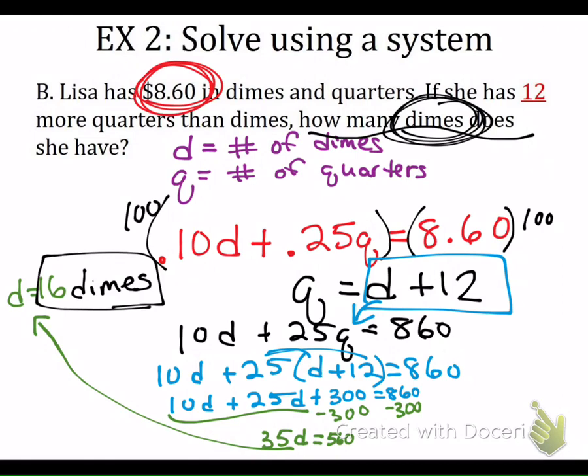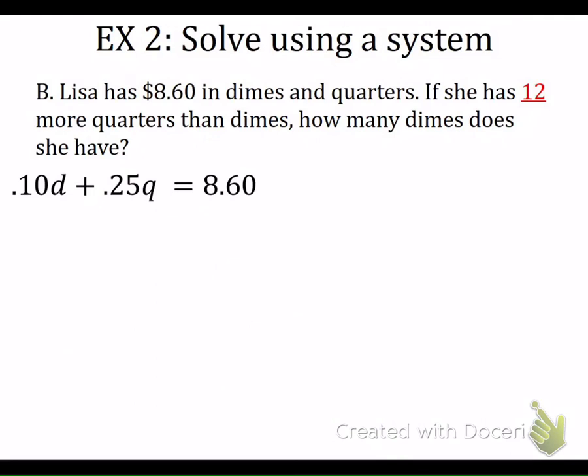16 is correct. Now, if this was a problem on my SAT, and I knew I had some time left, I'd be plugging this back in. I'd find the number of quarters. I'd multiply that by 25 cents. I'd multiply 16 by 10 cents. I'd add them together. I'd see if I got 860. But for today, I think we're good on the work we've done. Any questions?